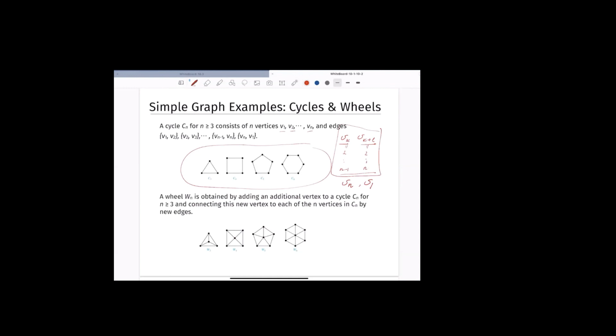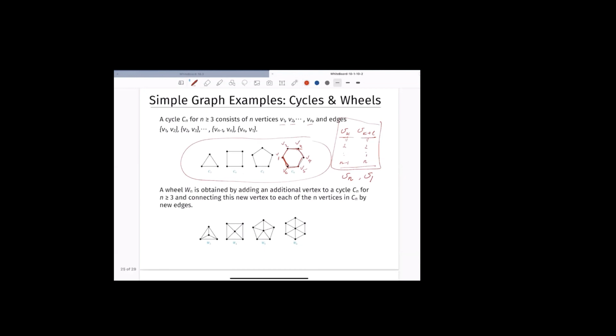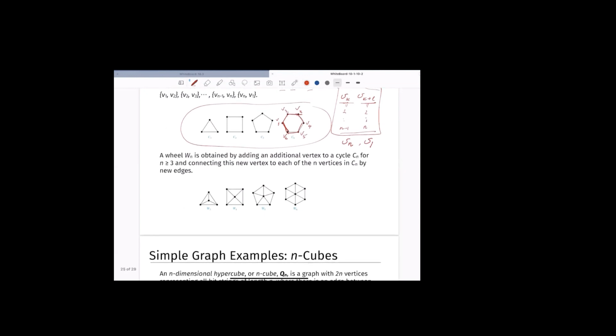That's much easier to represent in a picture. So here's a picture of C6. You have 6 vertices. Let's call them V1, V2, V3, V4, V5, V6. V1 is connected to V2, V2 to V3, and so on, and V6 finally is connected to V1. That's called a cycle graph. It has n vertices, a cycle graph on n vertices. Okay, that's clear.